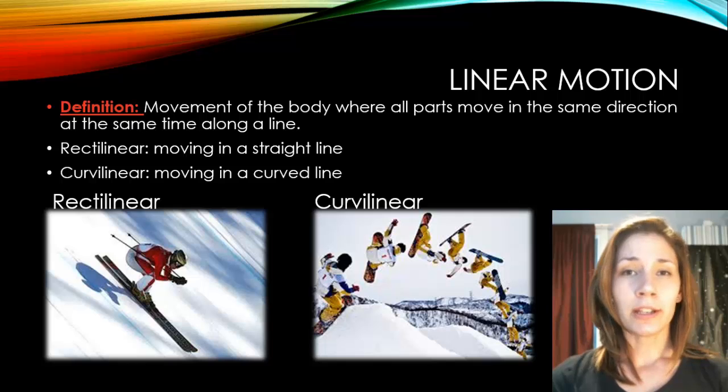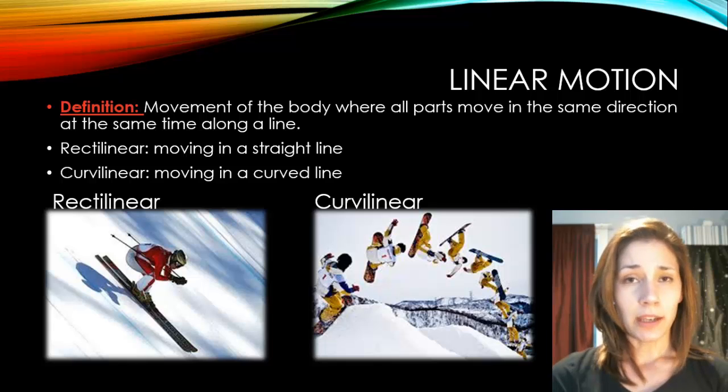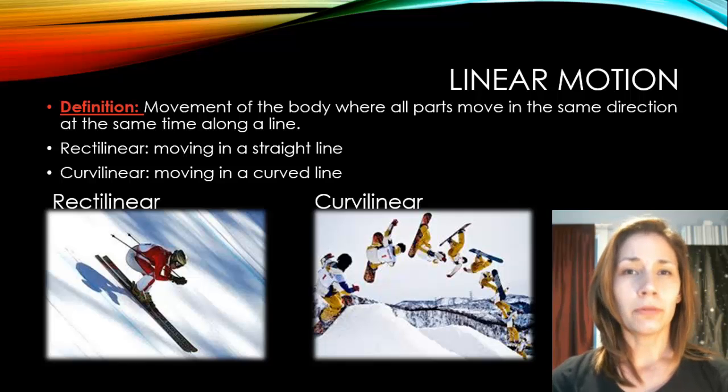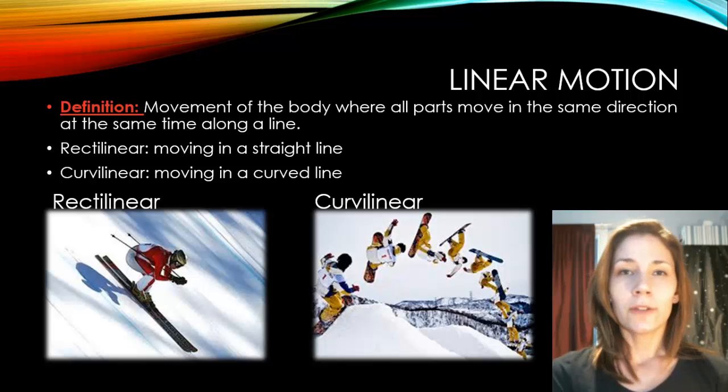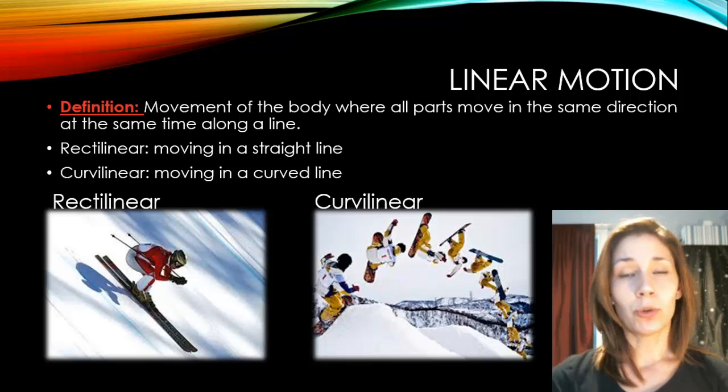So a really great example that I've got there for you is a picture of the downhill skier. Now the downhill skier, you can see all his body parts are tucked in. They're all moving at the same speed, they're moving in the same line, and they're all moving in the same direction. And so that's a perfect example of rectilinear motion. The only difference that rectilinear has to curvilinear is curvilinear means it's going in a curve or an arc, sort of like a rainbow shape.